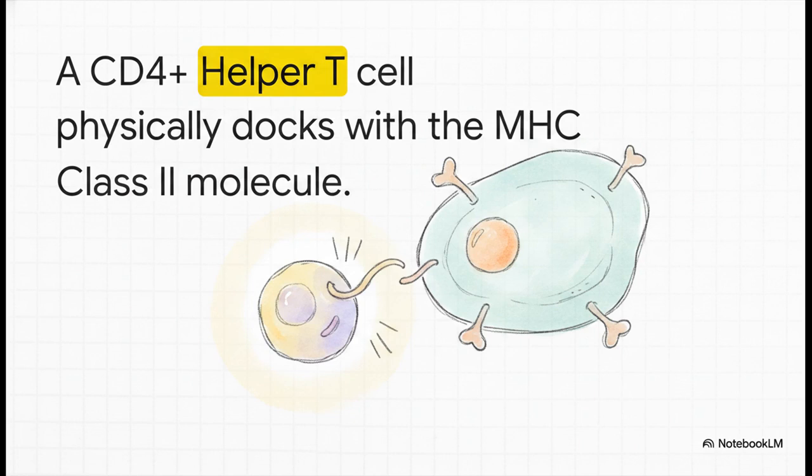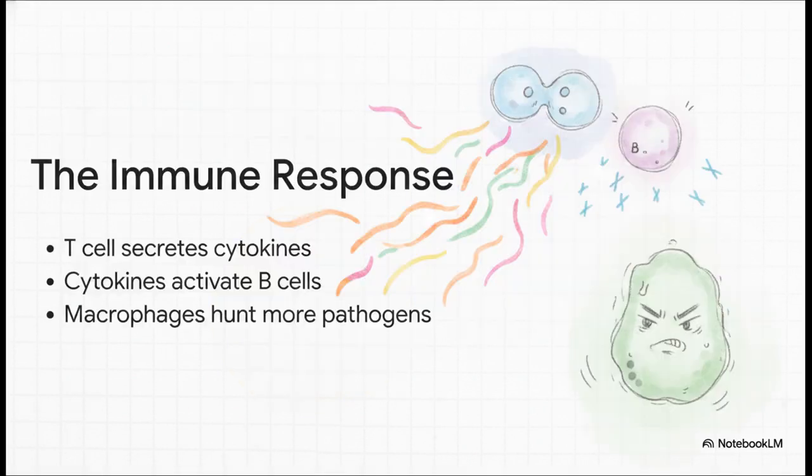The CD4-positive helper T cell finally arrives and physically docks with the MHC Class II molecule. This is the ultimate handshake between the antigen-presenting cell and the helper T cell. The blind commander has finally been handed the evidence, and it can now clearly see exactly what is attacking the body. And once that connection is made, it is game on. An all-out immune war is triggered.